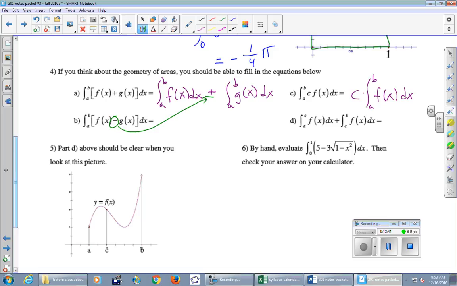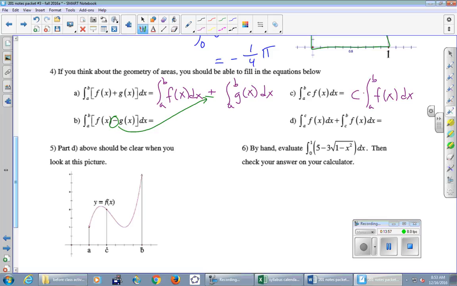Okay, part D has the same function f of x inside of both integrals. The first limits go from a to c. I don't know what c is, a to c. And then the second one is from c to b. And these two integrals are added together.